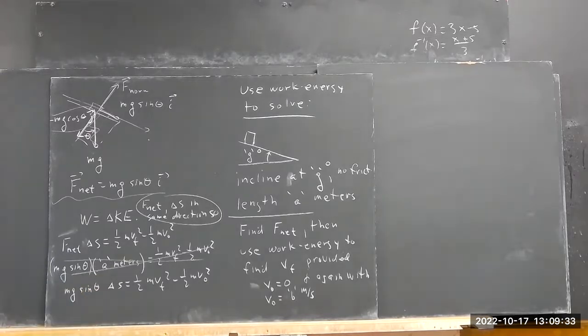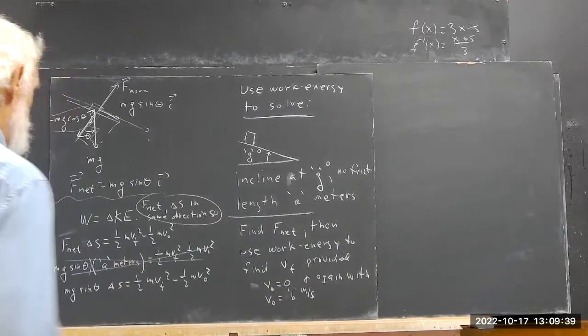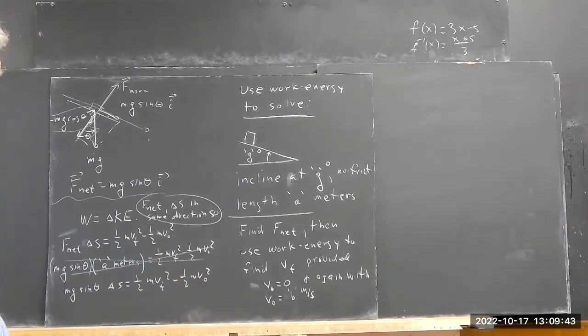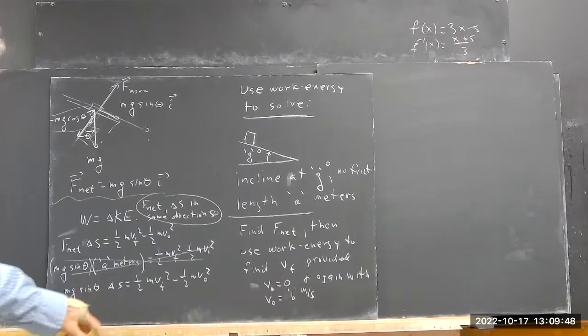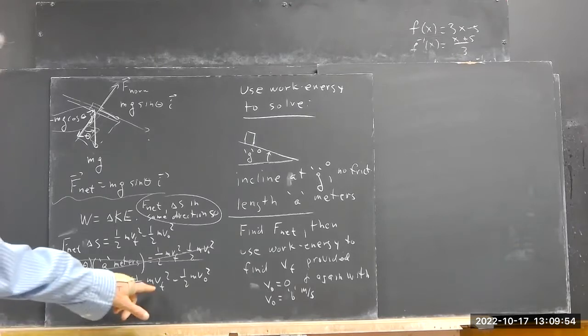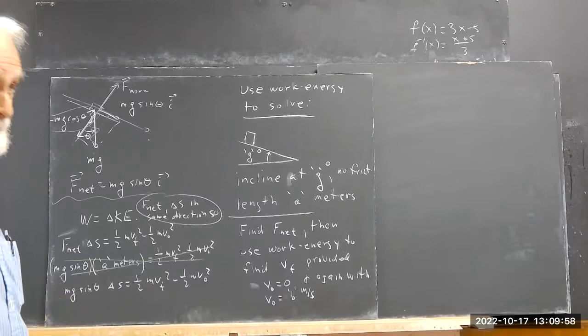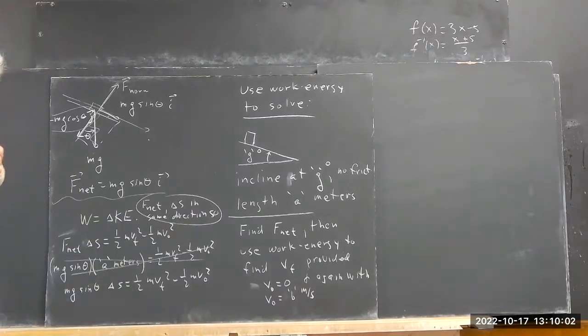Okay. So how are we going to calculate VF? Well, do we know V naught? Yep. Do we know delta S? Yep. Do we know theta? Yep. Do we know M? Nope. Do we have M on both sides so we can divide it out? Yep. S doesn't matter.